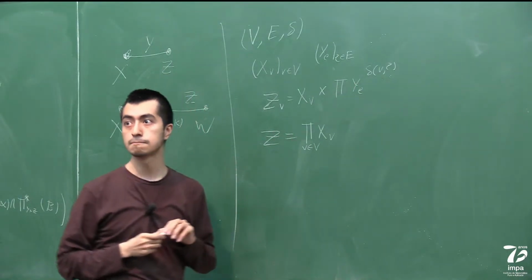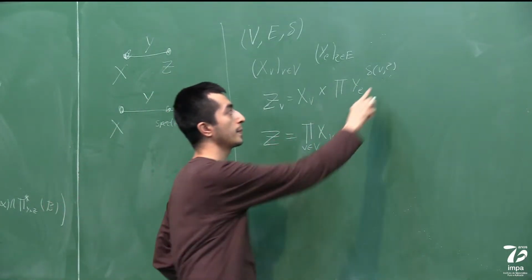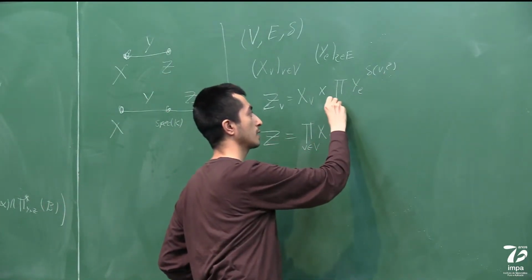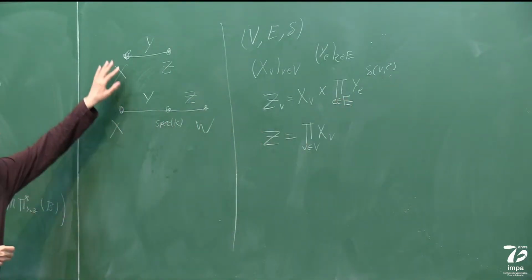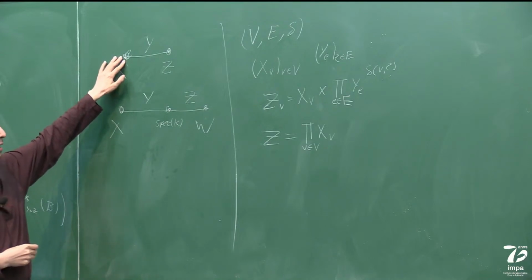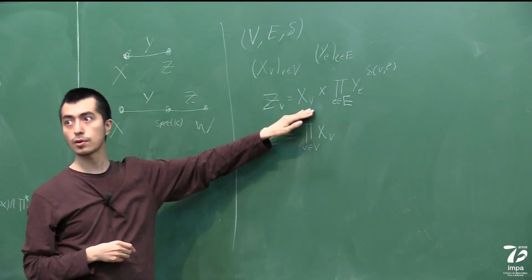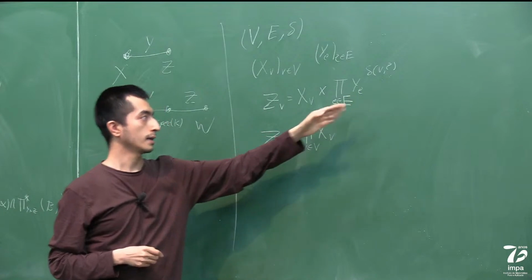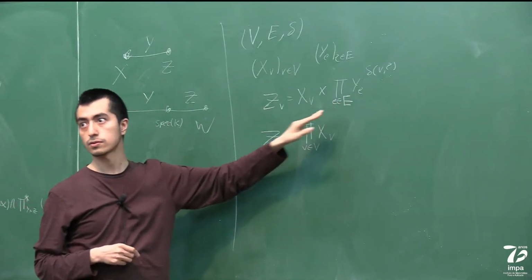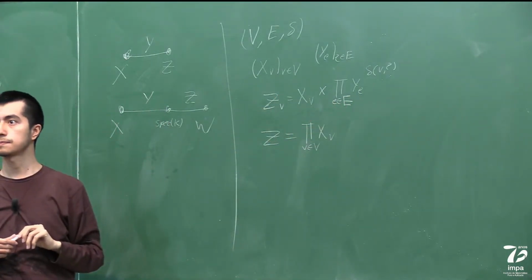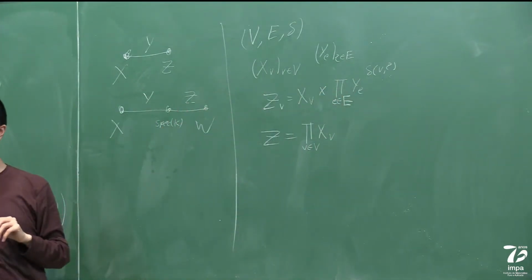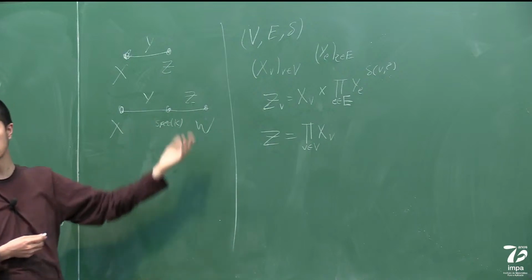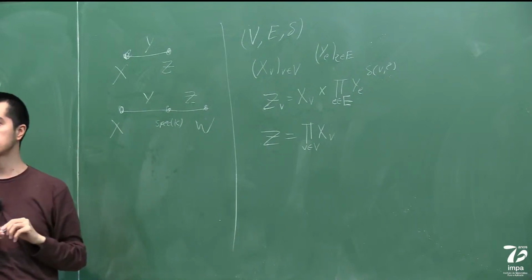Y_e raised to the delta(v, e), where e is going over all edges. So we are picking a fixed vertex, and we are multiplying the vertex label and all edge labels that are adjacent to the vertex itself. Delta(v, e) is 1 if they are adjacent, it's 2 if it's a loop, and it's 0 if they are not adjacent.